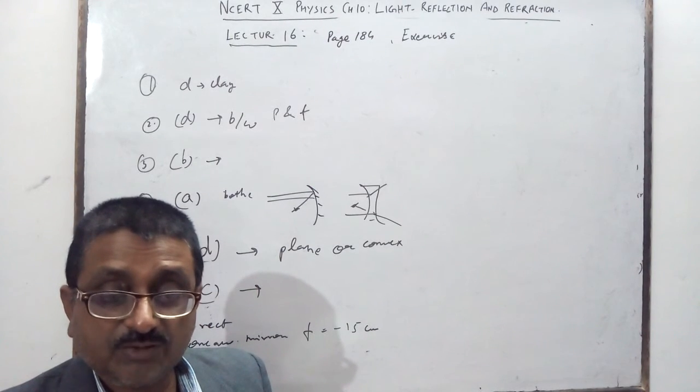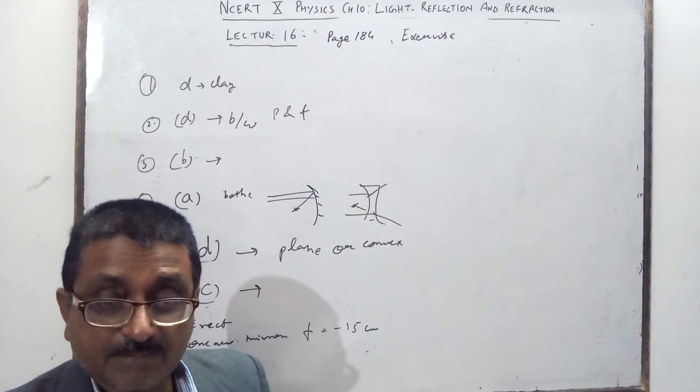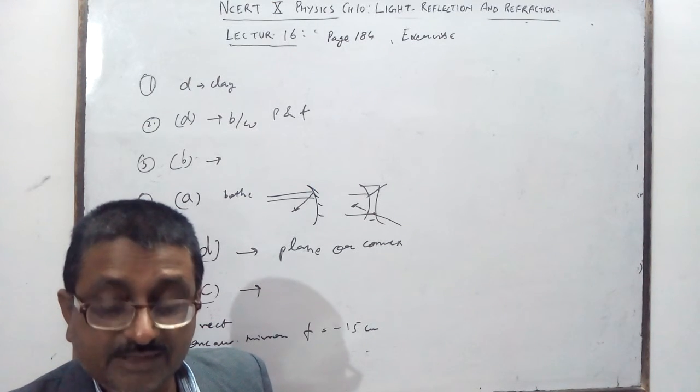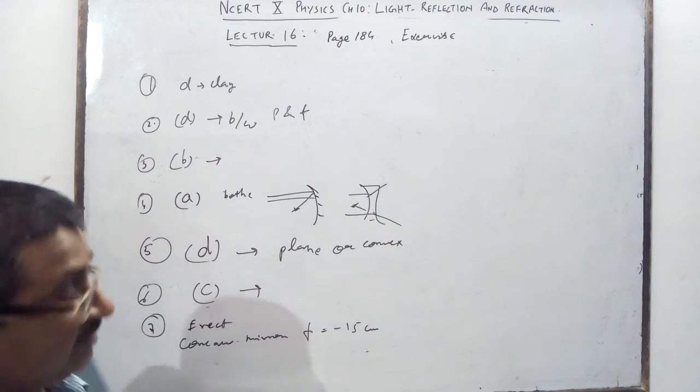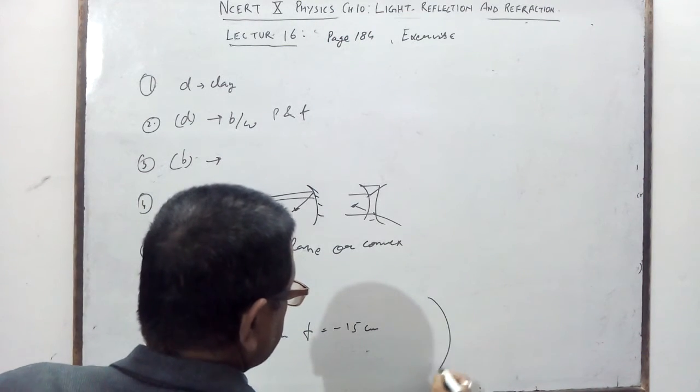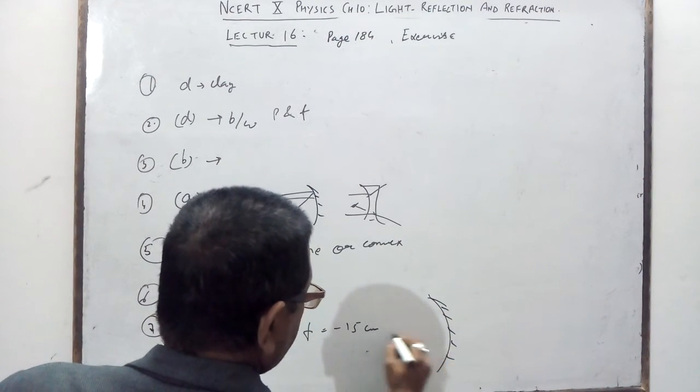when the object is between the pole and focus. Between the pole and focus, then only you will get an erect image. Write this: between pole and focus.